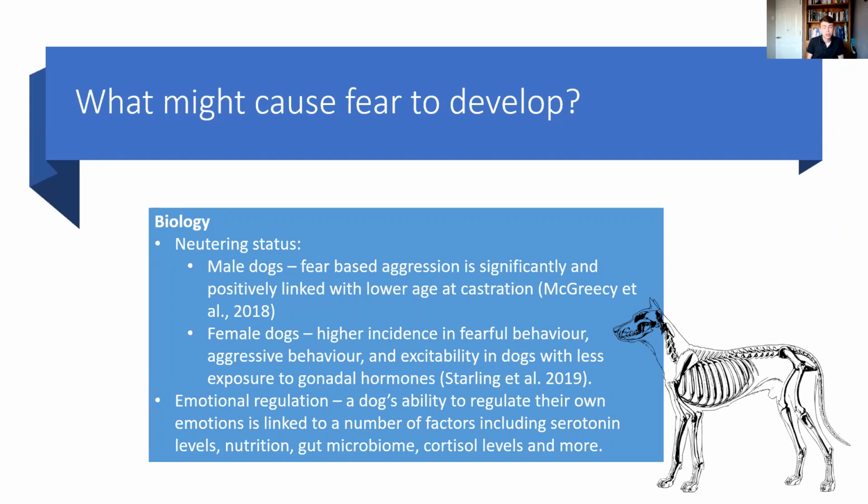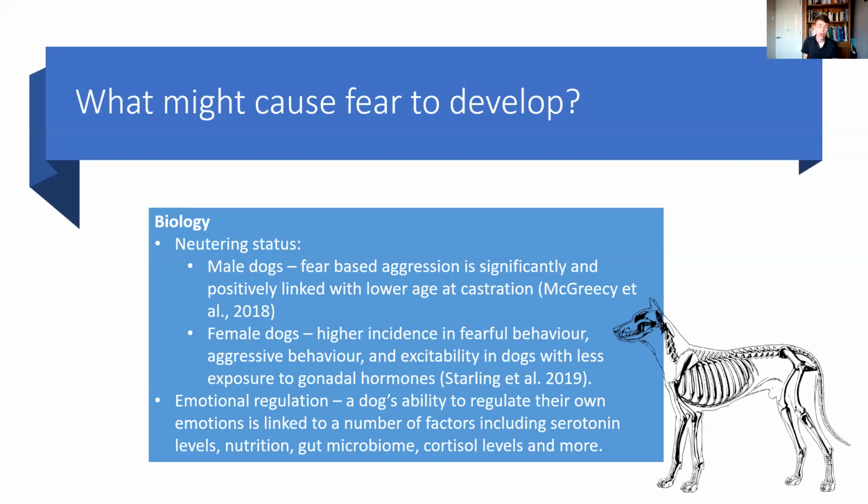And also the other thing to consider is the dog's ability to emotionally regulate. A dog's ability to regulate their own emotions is linked to so many different things. This can include lots of different chemicals in the brain, so neurotransmitters like serotonin. It can also be influenced by hormones such as cortisol, which is a really key hormone that's involved in stress. And nutrition can also have an impact on whether they're able to regulate emotionally. Nutrition is big for influencing the levels of an amino acid called tryptophan, which is a precursor to serotonin, that neurotransmitter in the brain which is really, really key for emotional regulation.